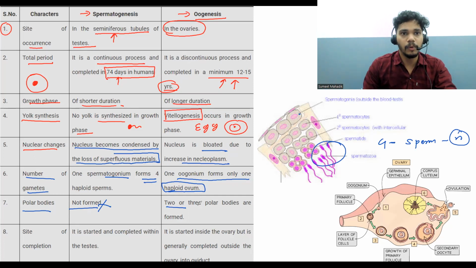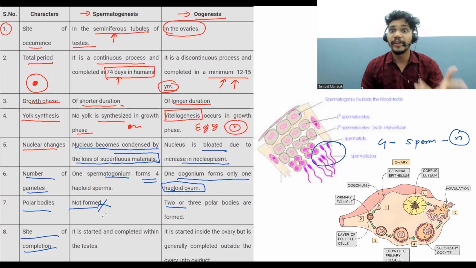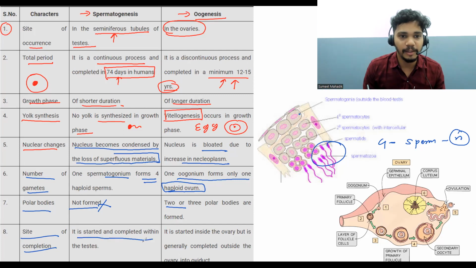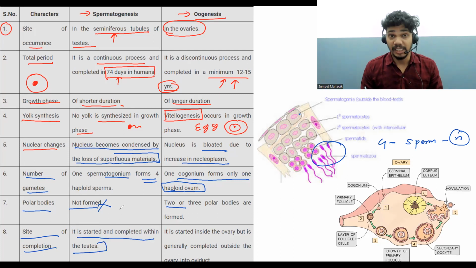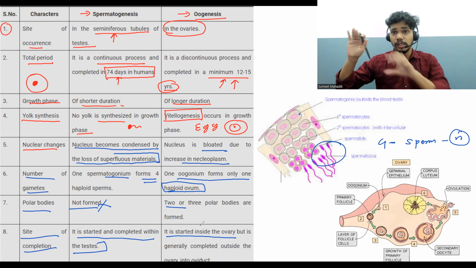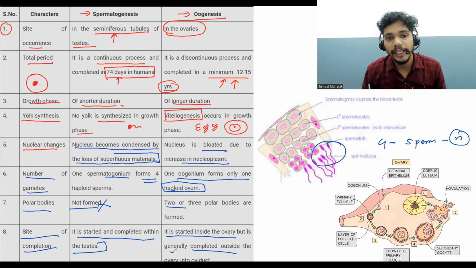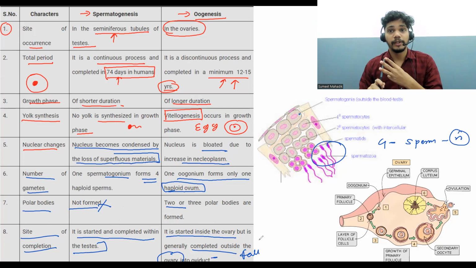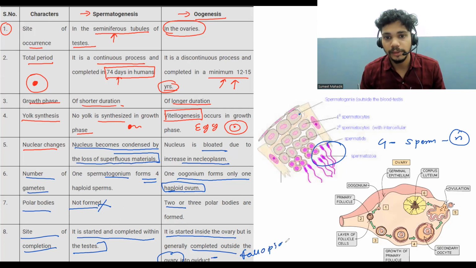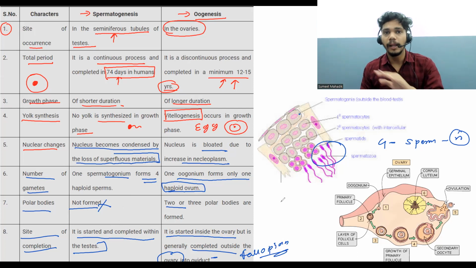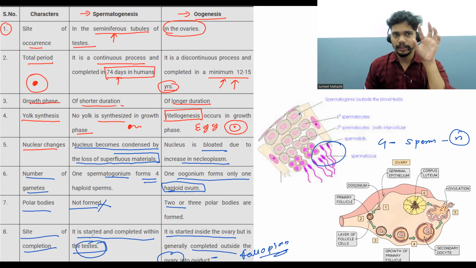Yes. Now let's move to the next point, that is site of completion, where spermatogenesis actually gets completed. It is started and completed within the testis only. But in case of oogenesis, it starts inside the ovary, in the primary, secondary, tertiary, Graafian follicle. Then that Graafian follicle matures, and the ovum, under the influence of FSH and LH, is released. But it is generally completed outside the ovary, in the oviduct. What is the oviduct? Fallopian tube, with isthmus, ampulla, and infundibulum, right? The fallopian tube is the oviduct. So oogenesis is completed in the fallopian tube, and spermatogenesis is completed in the testis. So these points are clear to you.